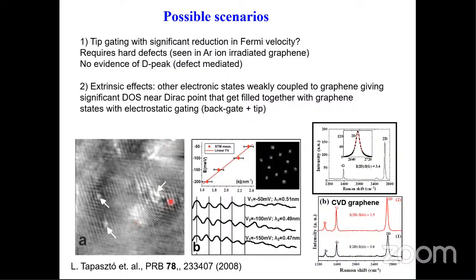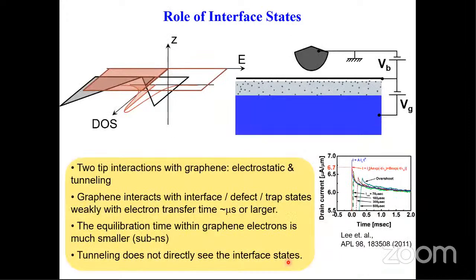But the defects that you need to reduce the Fermi velocity are atomic scale defects, which we don't have in our samples, because these are exfoliated samples, as compared to some people who studied where they bombarded graphene with heavy ions, and that causes atomic scale defects. So that didn't quite agree with what we were seeing. So eventually we ended up explaining our results based on the interface states.